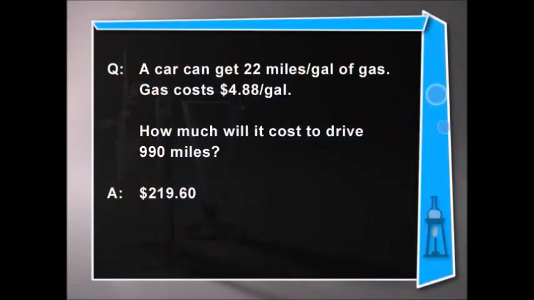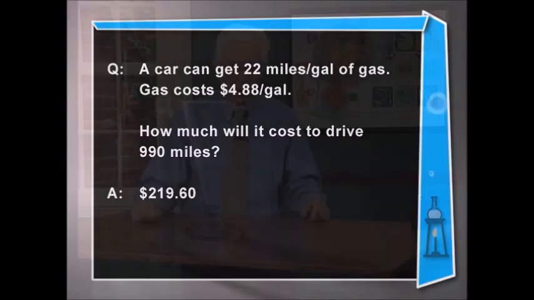Now this problem is much more involved. And the reason it's more involved is because you cannot solve it in one step. It's going to take 2 steps. Now it's possible that you may have looked at this and immediately saw how to put the numbers together and quickly arrived at the correct answer, $219.60. If you did that, great.